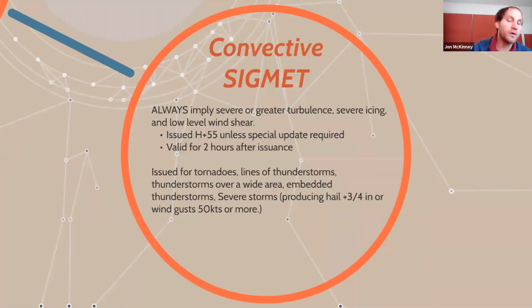They could be issued for tornadoes, lines of thunderstorms, thunderstorms over a wide area, embedded thunderstorms, and severe storms producing greater than 3/4 inch hail or wind gusts of 50 knots or more. So, gosh, you thought AIRMET was bad, you thought SIGMET was worse, and convective SIGMET sounds real bad. As small single-engine pilots, we need to really pay attention to all these weather products that can get issued. And as a product gets more and more serious, with more and more warning, we should really be leaning closer towards that no-go decision.